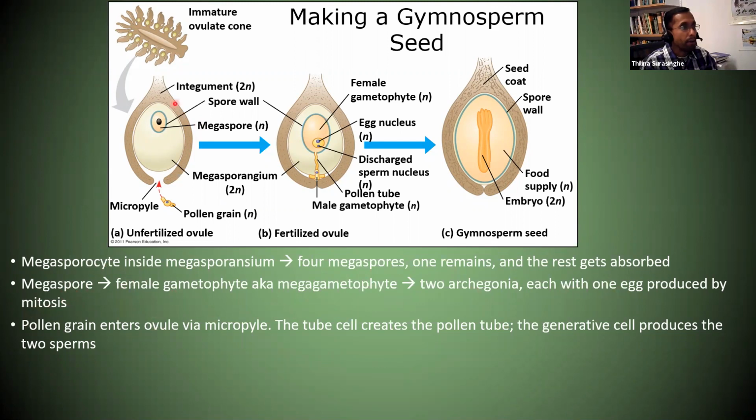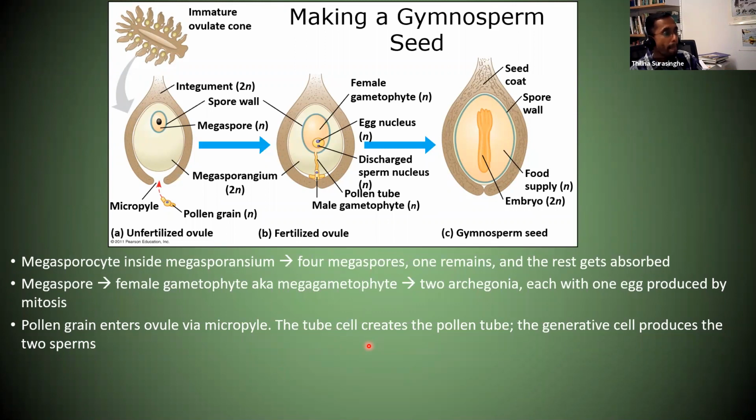What happens to the male part? The male cone has produced pollen, and the pollen grain enters the ovule through a micropyle. This opening in the integument is called a micropyle, simply a hole. And then this pollen grain will create a literal tube that will develop and grow into the megasporangium of the ovule.